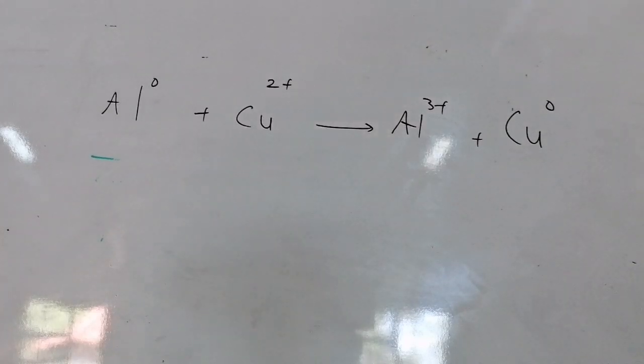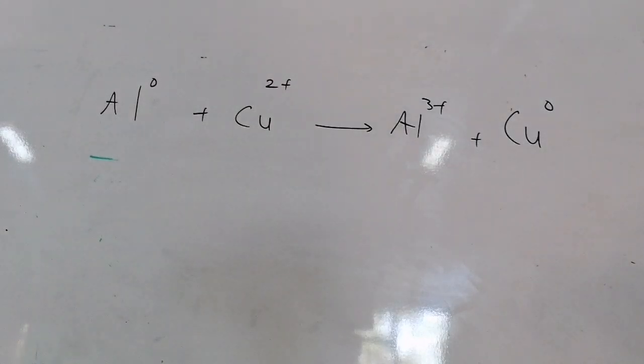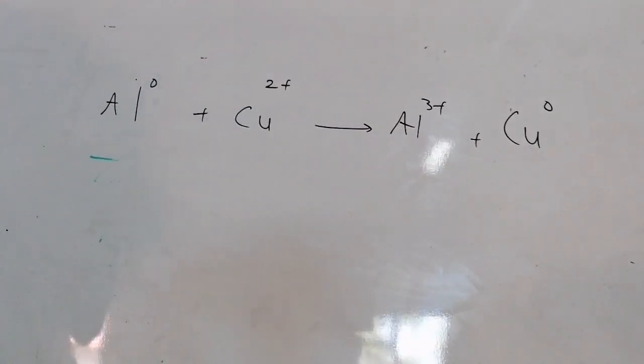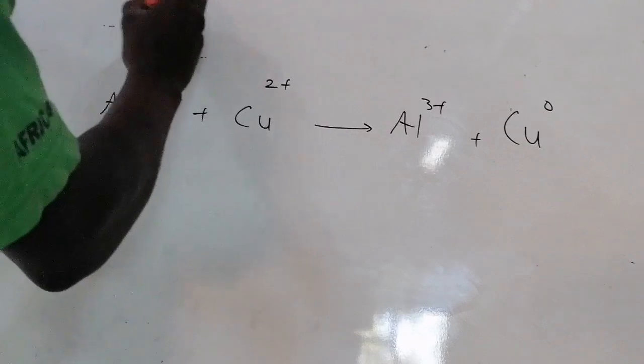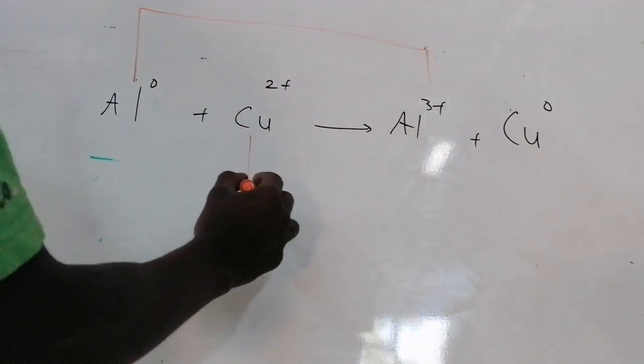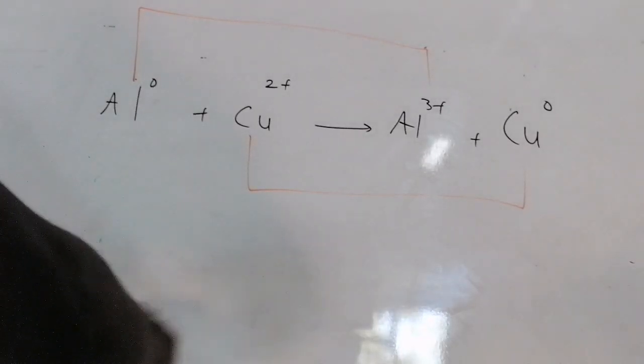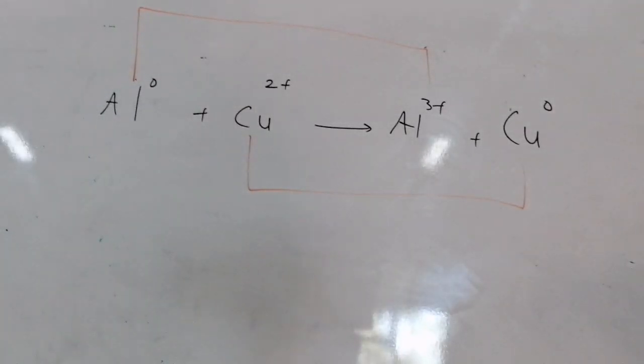Okay, this is our third example. Luckily, we are given the oxidation numbers of all the elements, which is the first step of writing the oxidation numbers. Now let's just match them: aluminium with aluminium, copper with copper. You write that an increase in oxidation number is oxidized and a decrease in oxidation number is reduced.